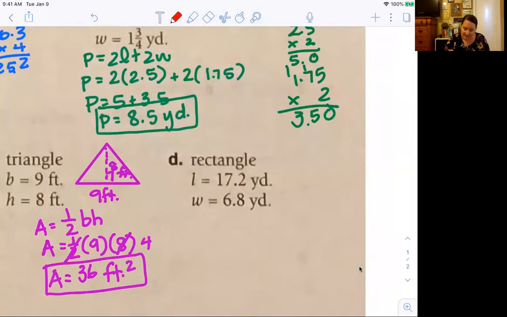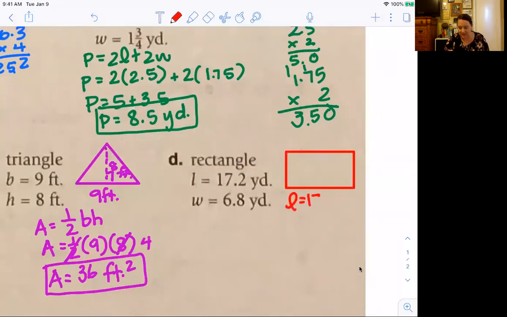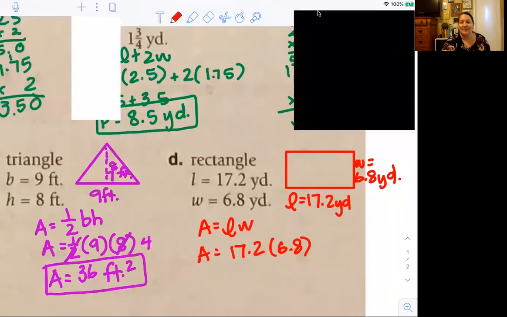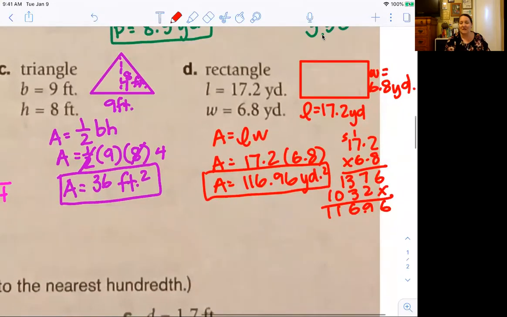Okay, one last one in this section. We have the area of a rectangle. And this rectangle has a length of 17.2 yards and a width of 6.8 yards. Area equals, what is the formula for a rectangle? Length times width. Area equals 17.2 times 6.8. Okay, press pause, multiply that out, and come back for the answer. Okay, area should be 116.96 square yards.